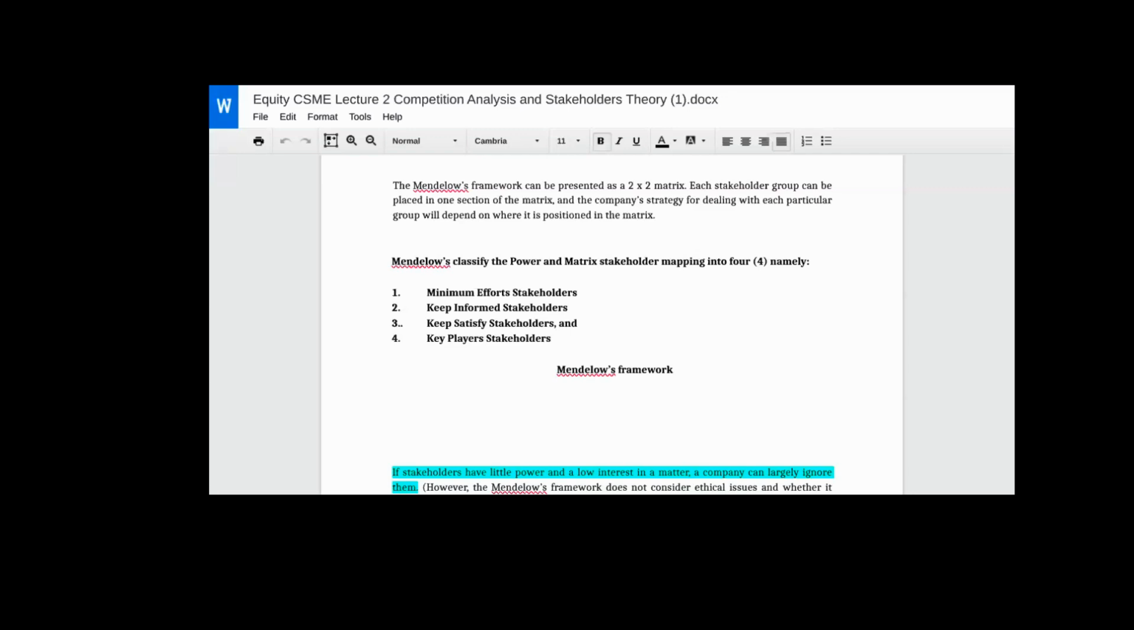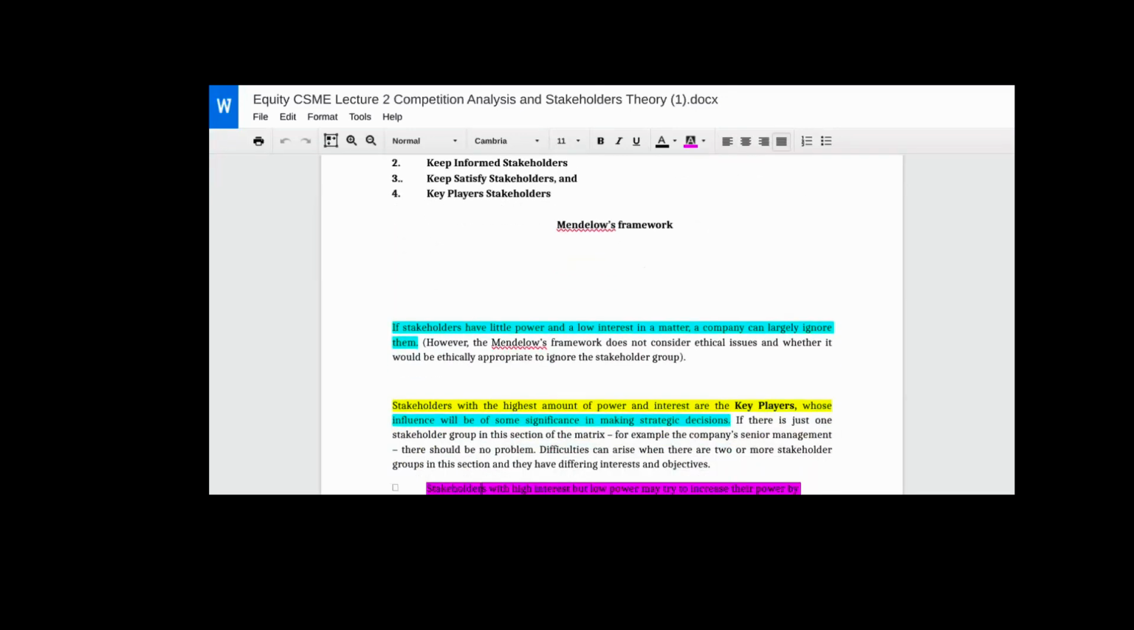But the key players, which is the major one, we have to ensure we manage them effectively, because they can use all other forms of stakeholders against the management to ensure that expectations and demands are met. And that's the essence of this Mendelow stakeholders mapping. You can see here the stakeholders with the highest amount of power and interest are the key players, whose influence will be of some significance in making strategic decisions.